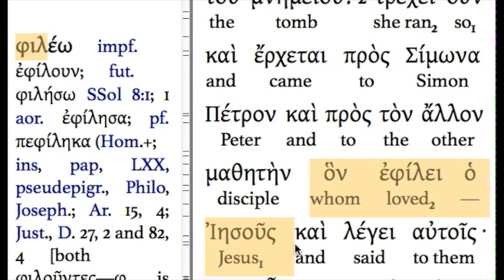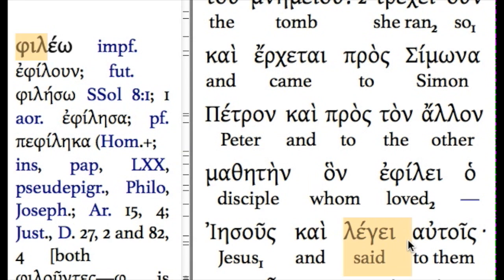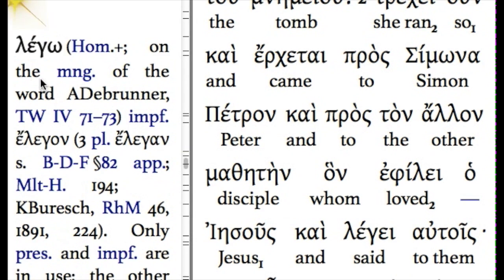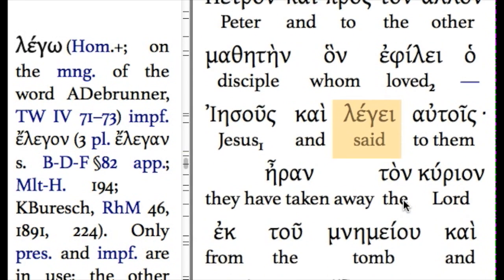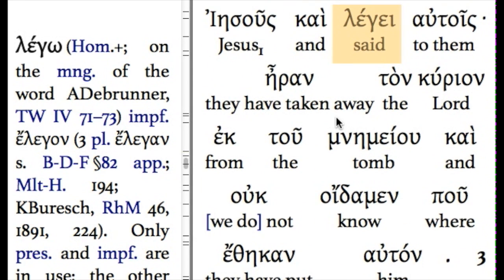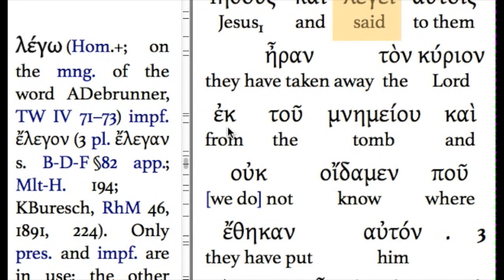Isn't that cool? Okay, and legei, she says, from lego, right? So this is just our nice third person singular ending. Lego, legeis, legei. She says, again, they're still going past, but she says to them, to Peter and John, "Eran ton kurion ek tou mnemeiou." They took the Lord out of the tomb.